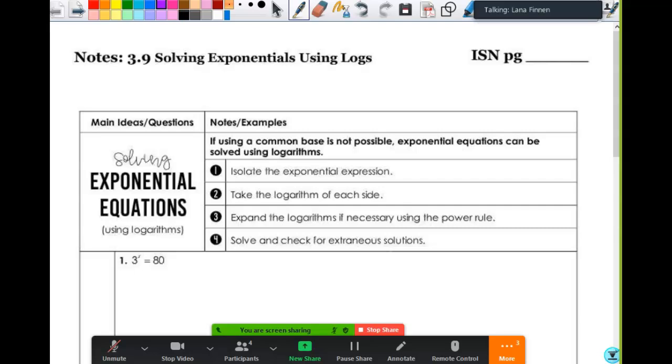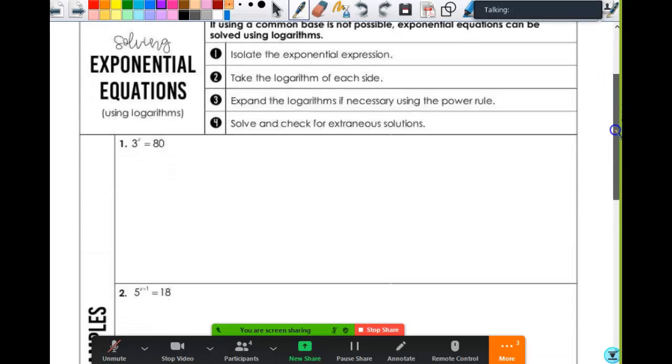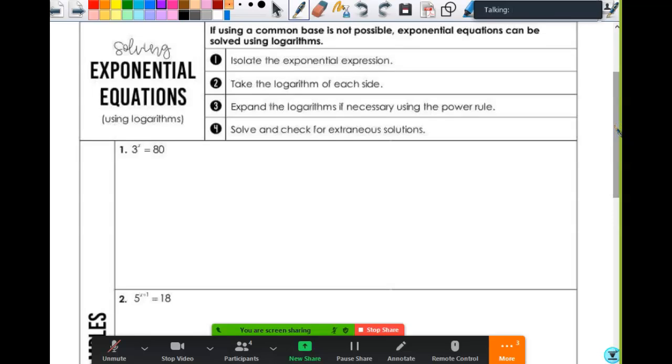Okay, so today we are solving exponentials using logs. We have solved logs, we've solved exponentials getting common bases, we've solved logs using exponentials, so now we're going to solve exponentials using logs. Here's what this says. It says, if using a common base is not possible, then exponential equations can be solved using logarithms.